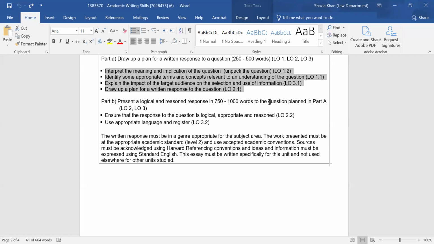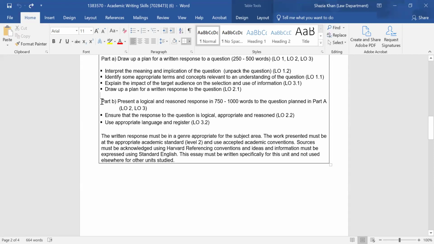So firstly, you need to interpret the meaning and implication of the question, unpack the question. Secondly, identify some appropriate terms and concepts relevant to understanding the question. Thirdly, explain the impact of the target audience on the selection and use of information. And fourthly, draw up a plan for written response, okay? Each of them needs to be part A. Each one, there's 4 parts, and you need to have a heading for each one, okay?